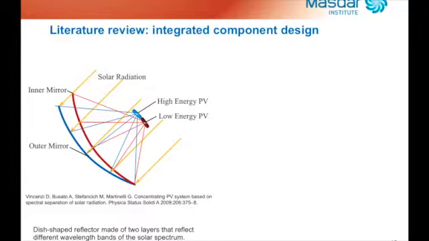Well, another solution, as we said before, the second macro category of spectral splitting systems, consists in integrated component design, in which we don't have a separation between the concentrator and the splitting element, but these two are combined together. Obviously, in this case, we have a great advantage because we can actually reduce the optical losses that are due to repetitive and multiple reflections at the different interfaces.